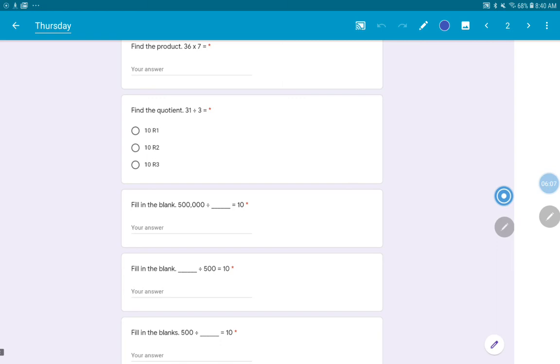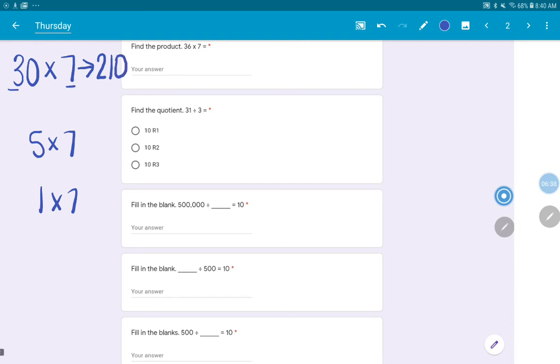I got a paper and I put like 37 times. You did 37 times, is that what you said? Yeah, and then I put 5, 7 times, and then I put 1, 7 times. And then I got 252. Okay, so 30 times 7. 3 times 7 is 21. And then you add that 0 at the end to make it 10 times bigger. Then 5 times 7 is 35.